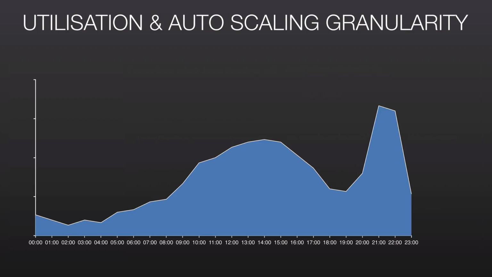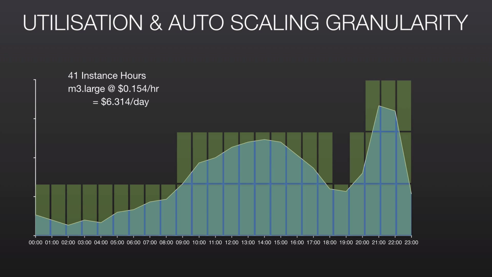So here we've got a representative workload, an application that we're running on AWS. You can see that this application experiences a mild peak in demand during the afternoon and a more extreme peak in demand during the late evening. We could address this with auto-scaling groups comprising large instances. Here we're using the M3 large instance to satisfy the CPU demands of this particular workload profile, consuming in total 41 instance hours over the course of the day. That's going to cost us just over $6.3 per day to run that workload.